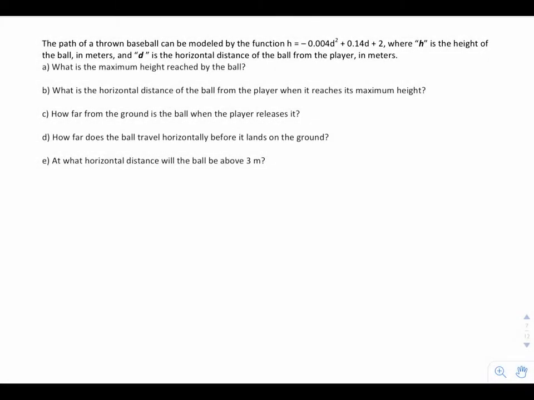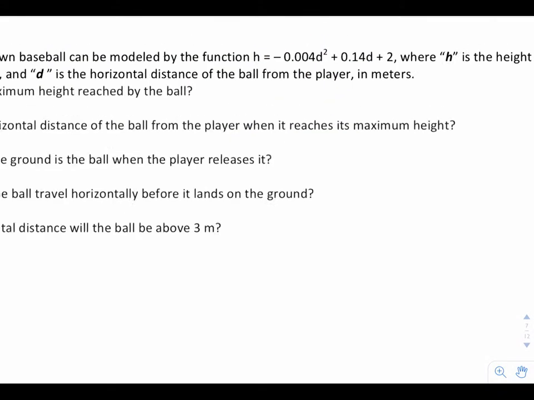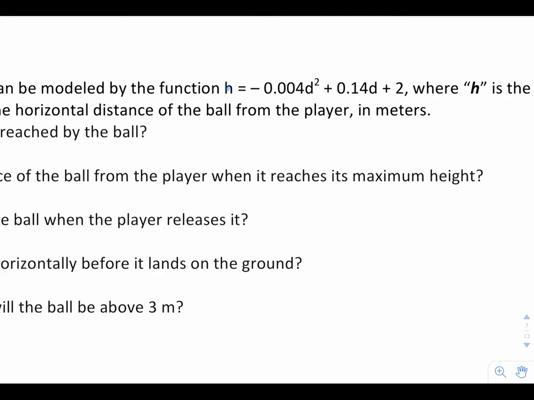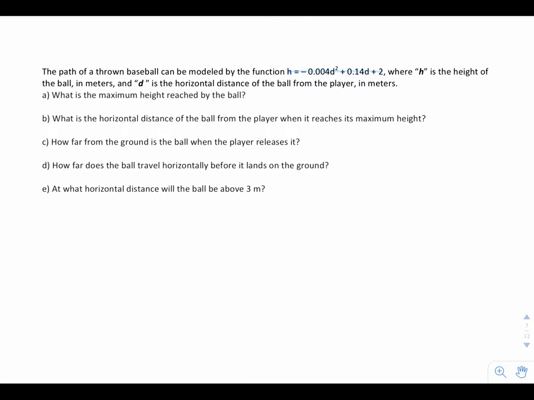Here we have a parabola-like problem, a projectile problem, where a baseball is thrown and the height of the baseball is modeled by the function given here, h equals negative 0.004d squared plus 0.14d plus 2, where h is the height of the ball in meters, and d is the horizontal distance of the ball from the player in meters.